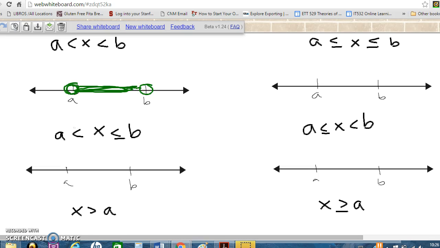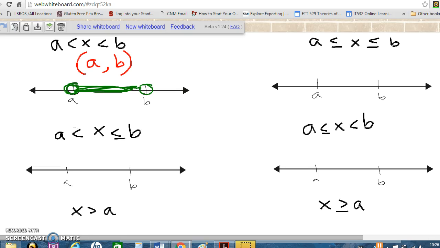Now if we were to write this in interval notation, I know that my starting point is A, my ending point is B, and again, since A is not included, I'm going to use parentheses. B is not included, I am using parentheses. And so that's how you write it in interval notation. And that's how the graph should look.